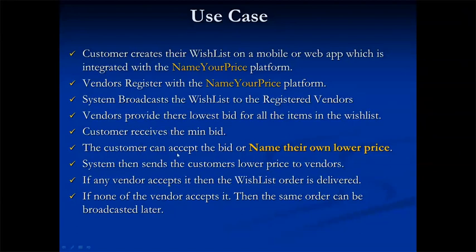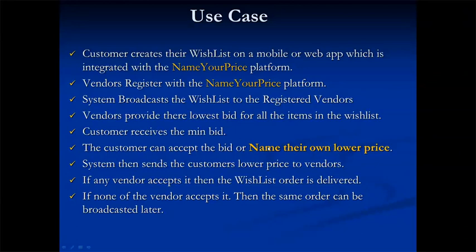The customer can accept the bid. If the customer is okay with the price, they say okay, and the order will be delivered. Or, if they are not comfortable with the price, they name their own lower price. This is a flexibility which we do not have today. We just go online, see the retail price, and buy. We don't negotiate there. Here you can negotiate and name your own price.